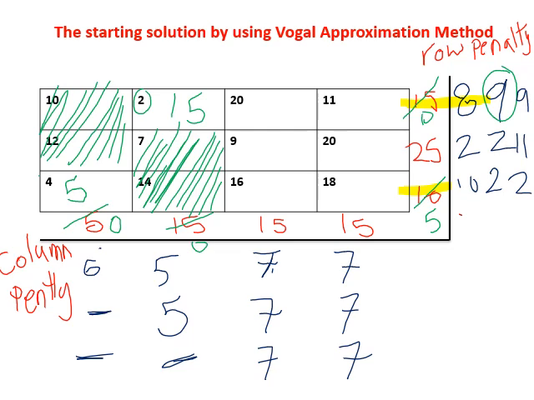So what is the greatest value in the row penalty and the column penalty? It's 11. So we will start with row number 2 to get the value. So in this row here, we will start. What is the least cost? The least cost is equal to 9, so we will start with this value.